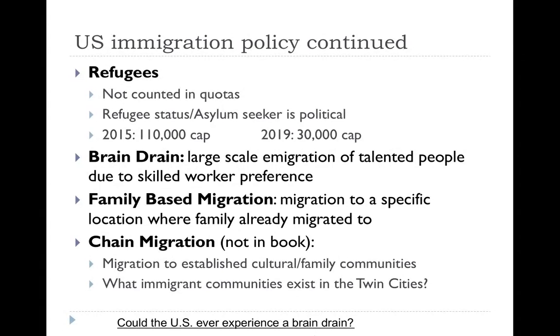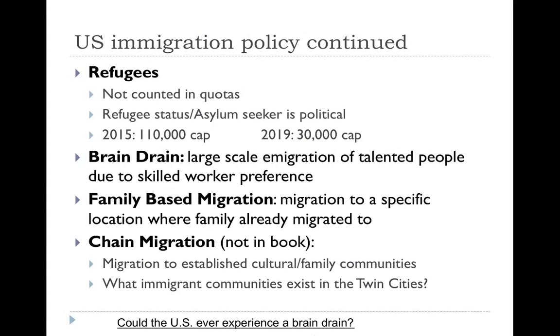This is migration that's established because of cultural or family communities. Immigrant communities exist in the Twin Cities that we look at as being part of chain migration or family-based migration. St. Paul and Minneapolis are really good examples of this. In St. Paul, we have a very large population of Hmong people. Some families came here to begin with, and other families came because of the community and the other Hmong cultural aspects of St. Paul.